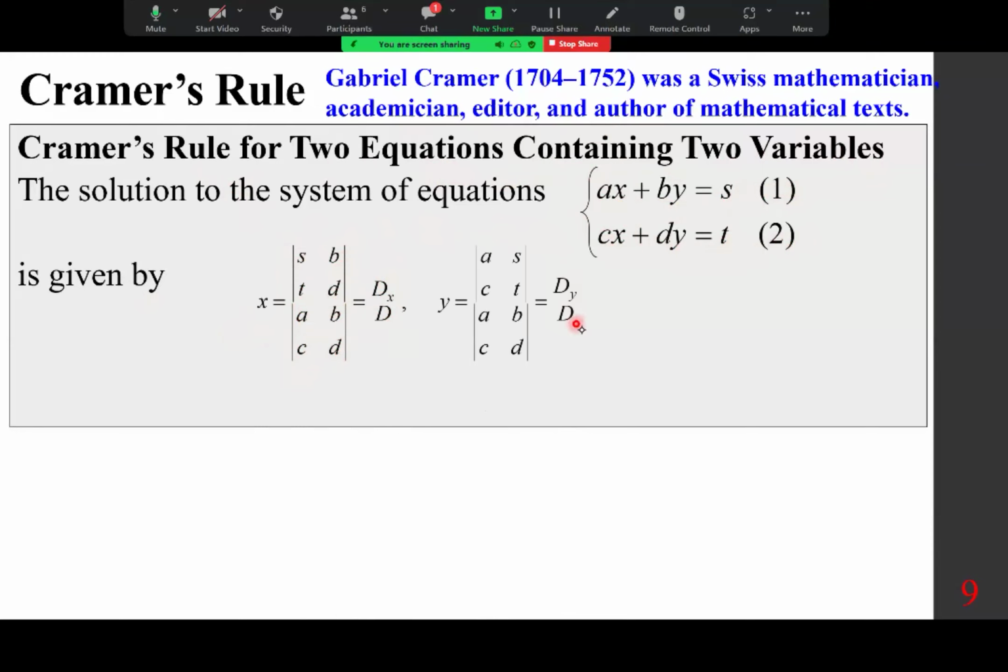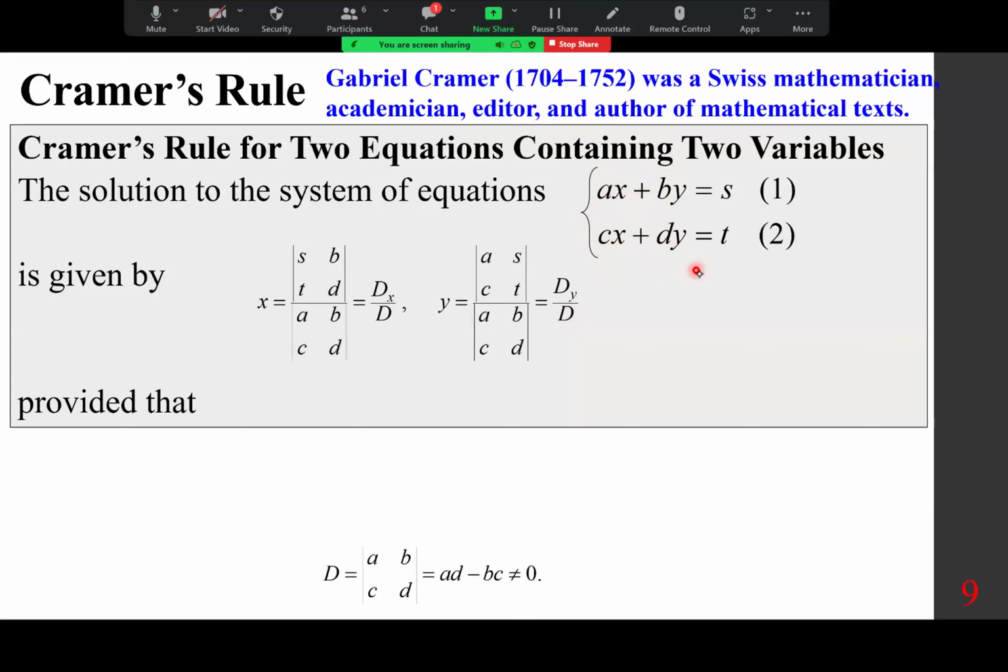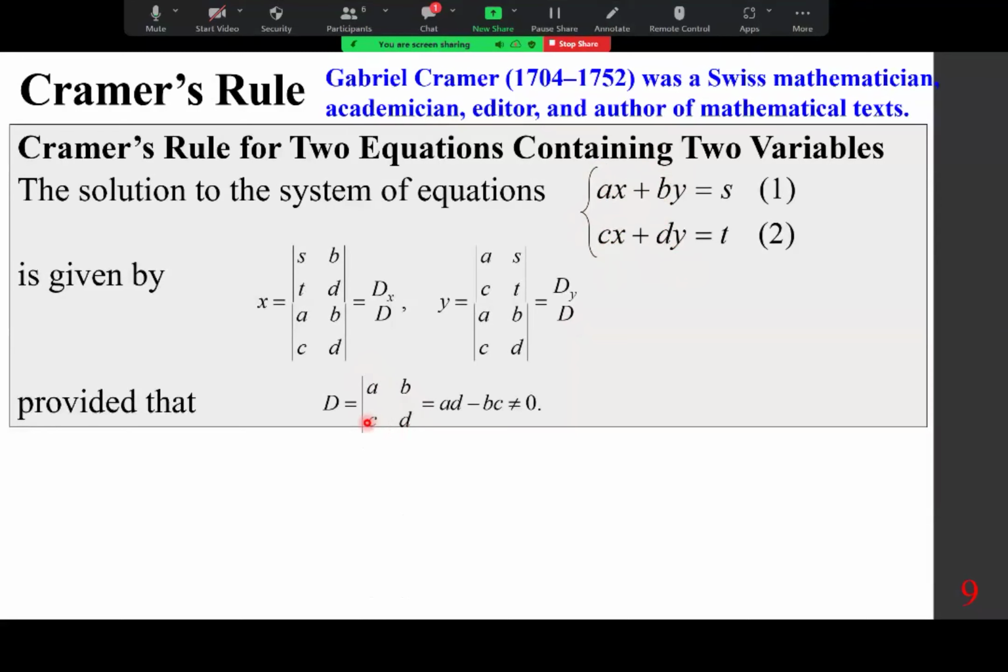I want to explain what they are. First and foremost, what is D? D is called the determinant of the coefficient matrix, which is writing this matrix A, B, C, D, getting this determinant, which is the product AD minus BC. This must be non-zero, otherwise Cramer's rule fails.